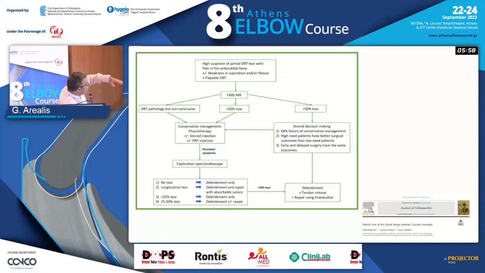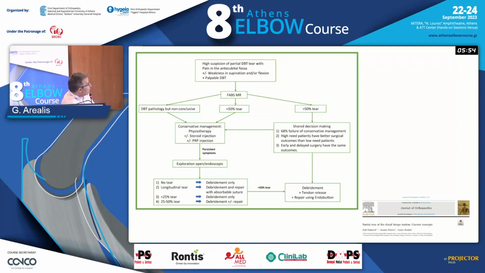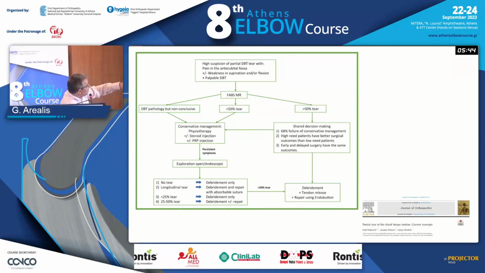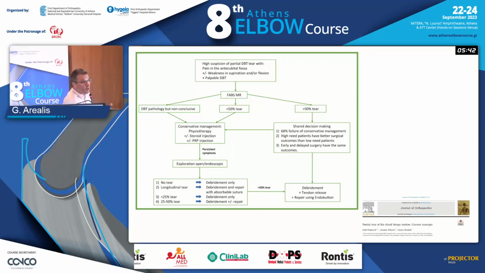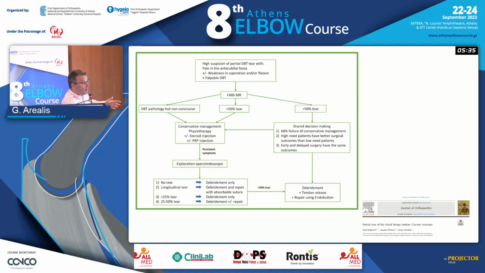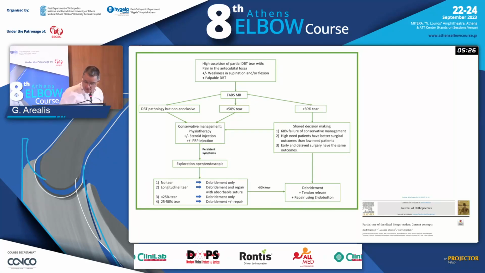So this would be an algorithm on how to treat those tears. If you have large tears, more than 50%, because they have a very high incidence of failure, you will tend to proceed with a surgical treatment. Now, smaller tears or ones that you don't have an accurate diagnosis of, where you're not certain there is a tear, you can start with injections and physiotherapy, and then if you are able to, you can do an endoscopic assessment and proceed to treatment as you would normally repair your tendon.